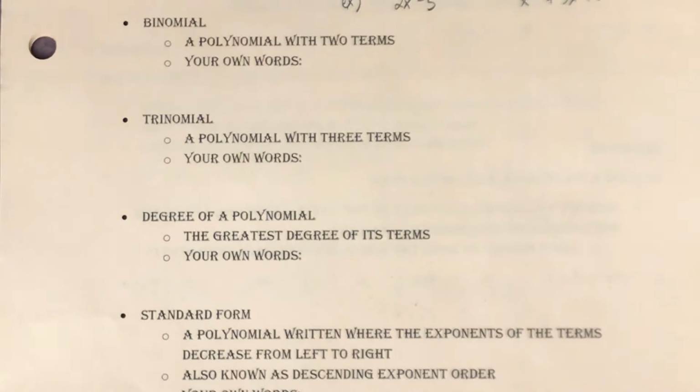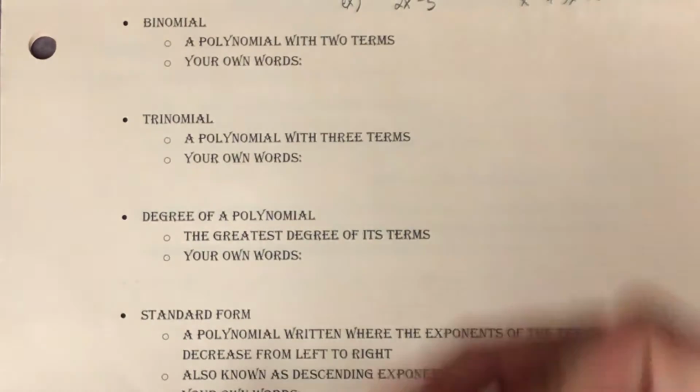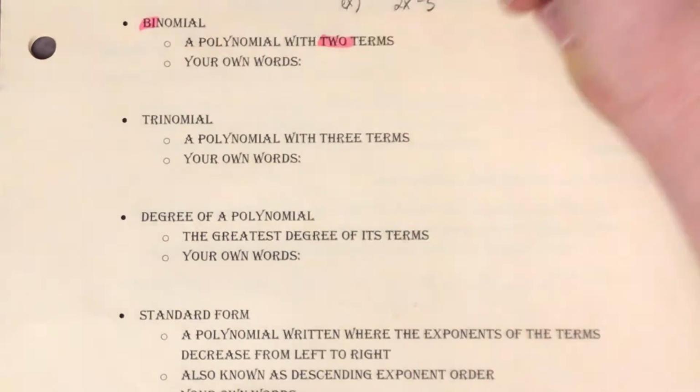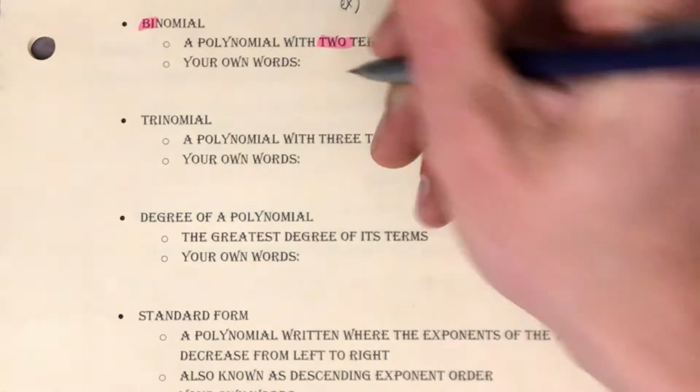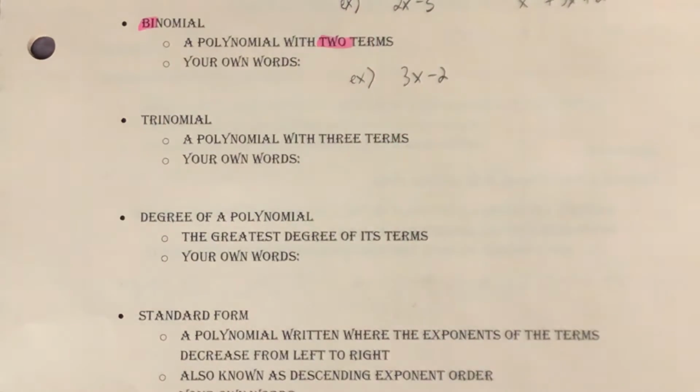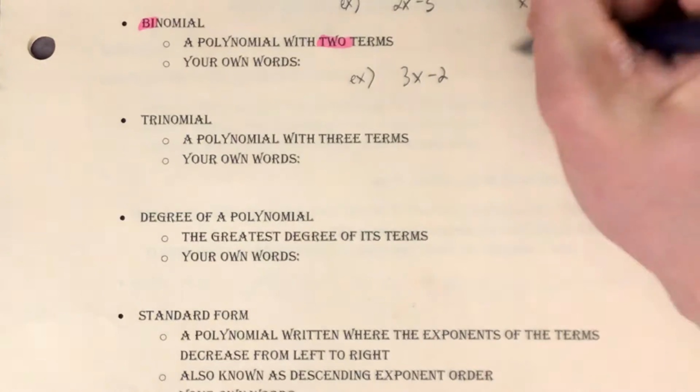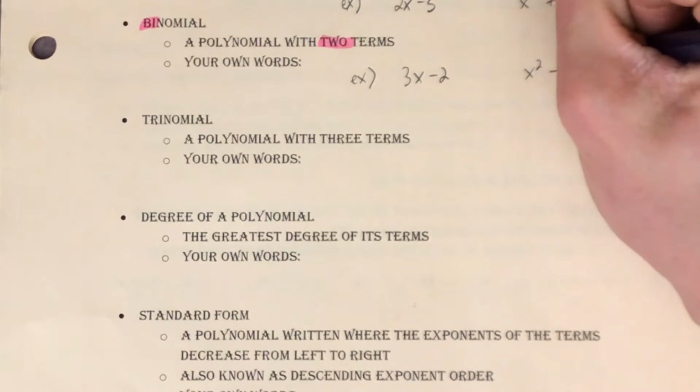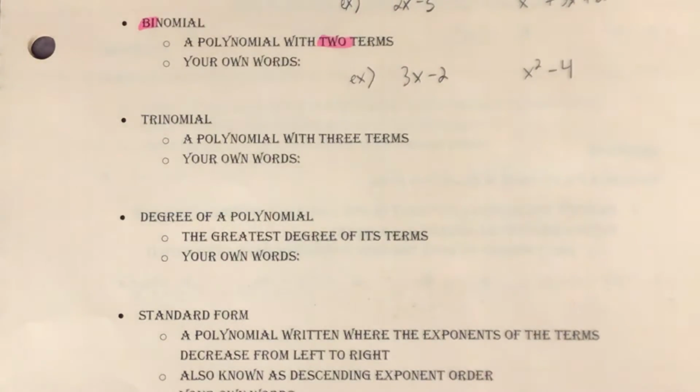So the next term you see is the term binomial. Now, binomial is a polynomial with two terms. And the reason for that is the prefix bi means two. So when we have the prefix bi, we know that it's a polynomial with two terms. Now, again, an example of this might be something like 3x minus 2. Or we might have something like x squared minus 4. Those are all examples of binomials.